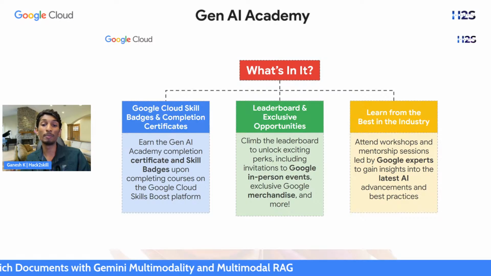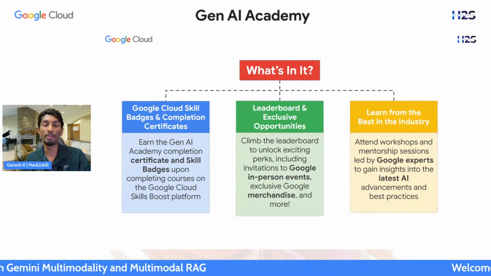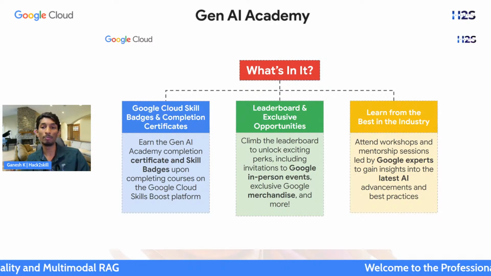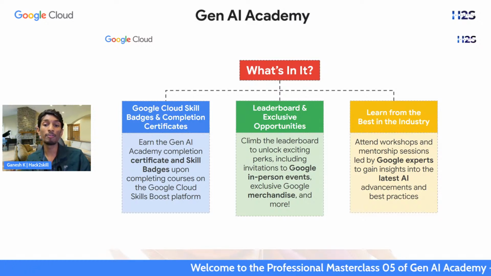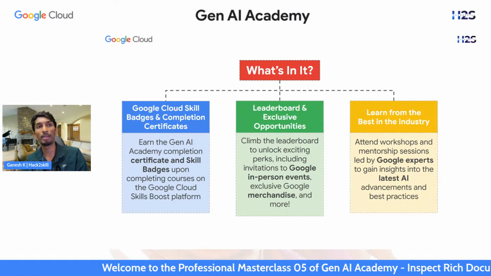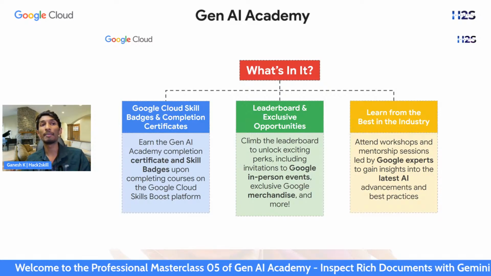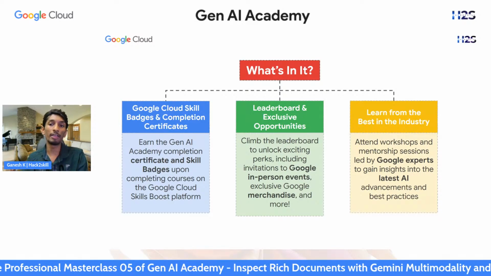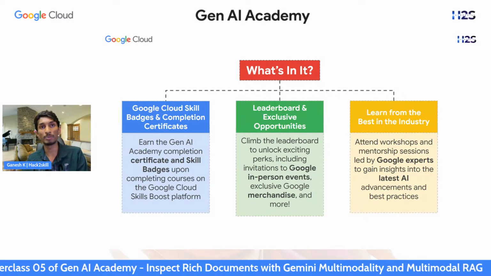The first thing is you'll be getting skill badges for the courses you complete, which you can obviously showcase in your LinkedIn, in your profiles, in your CVs and curriculums, etc. And if you complete all the 5 skill badges given on the platform dashboard, you'll be getting a Gemini Academy completion certificate. So once you complete all the 5 courses, you'll be getting an academy certification as well.